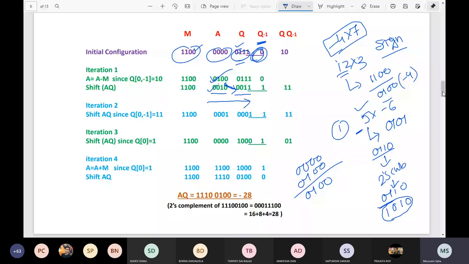Now for iteration two, you will do the same operation. Here you can check that it is a 1 1, so it doesn't do any summation or subtraction operation. Only you do the arithmetic shift right operation. Now here it is a sign bit, so that's why it is a 0 0. And again for this 1 1, you check Q0 and Q minus 1, this is a 1 1. Again you will do the shift operation without doing any subtraction and addition operation.